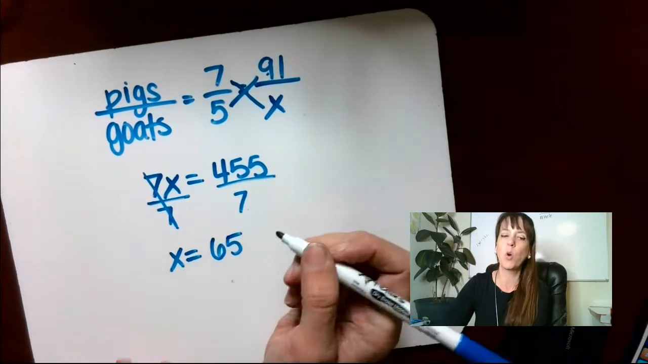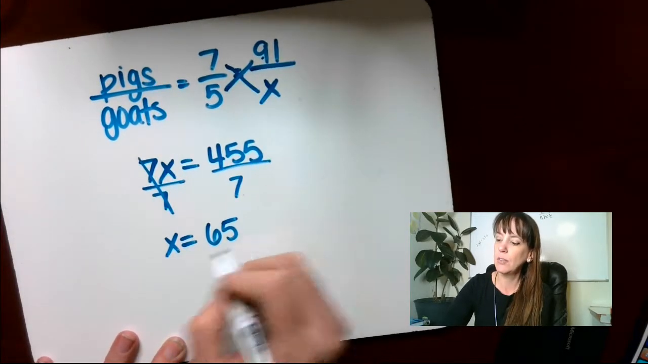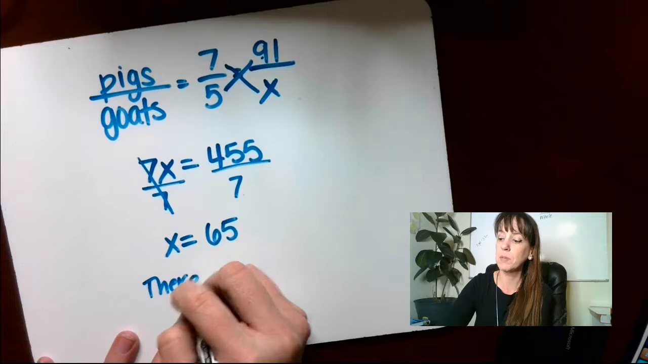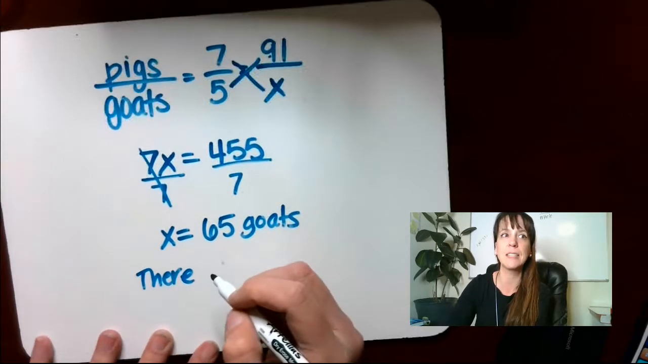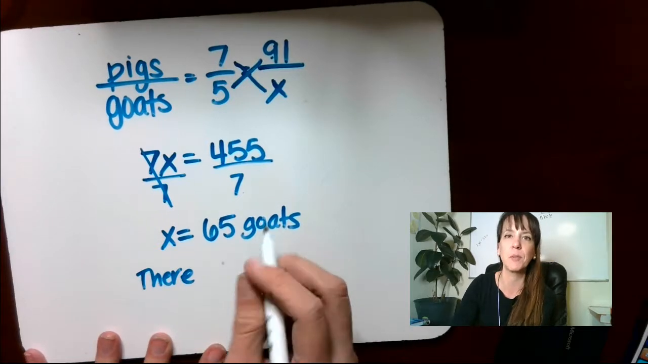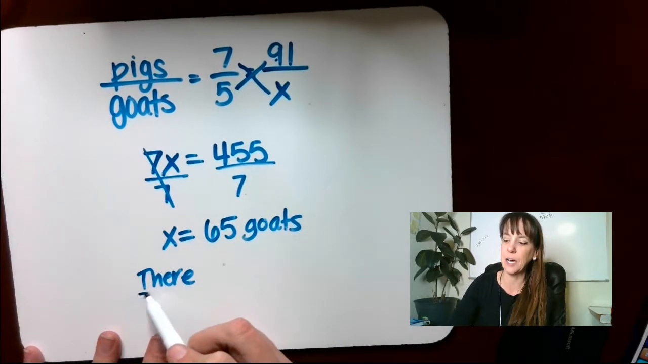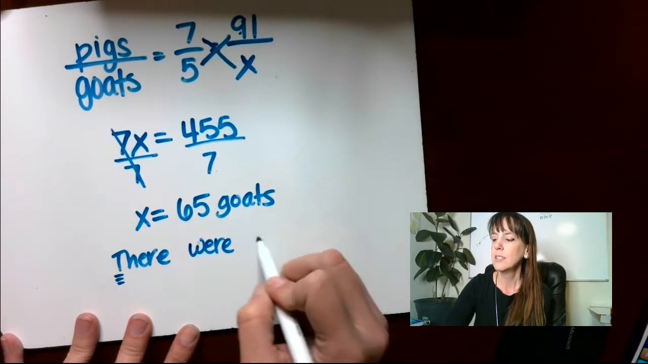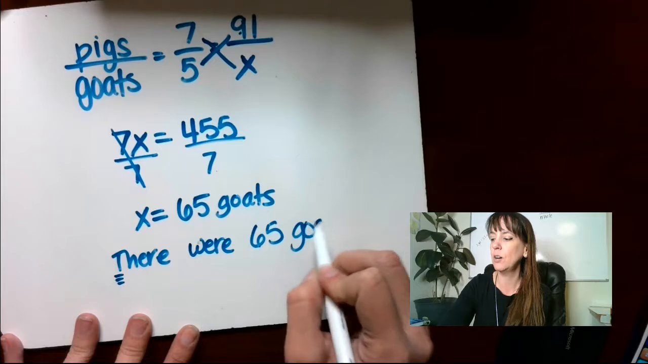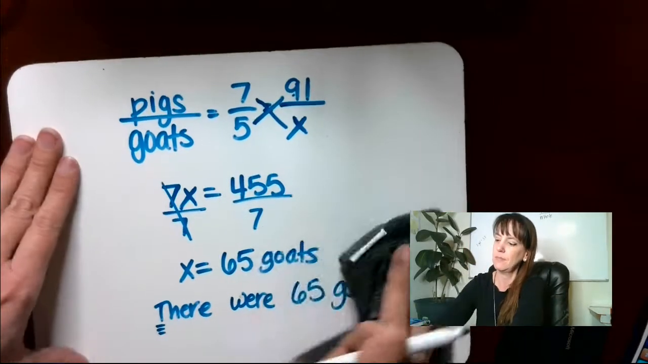This is a word problem. And remember, we were looking for goats, right? The point being that you need to have a unit, 65 goats, and then you need to write a sentence. My dog is being ridiculously adorable right now. A complete sentence has a capital first letter and a period. So there were 65 goats. Bam. All right, let's try this again.